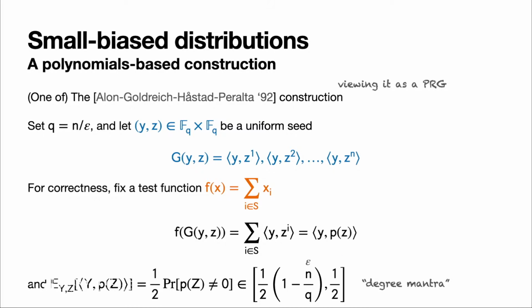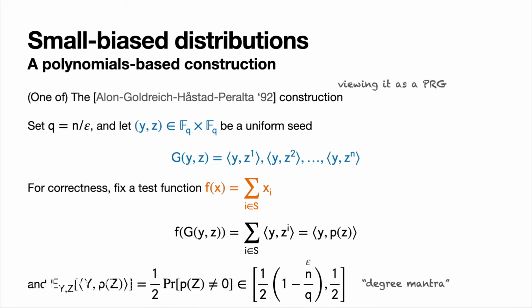So all that's left to do is to bound the probability that p of z is non-zero, and we use the degree mantra, saying that because p has degree n, it has at most n roots, so the probability to hit any root is at most n over q. So that's why we choose q to be sufficiently larger than n. So already this simple construction gets us O of log n over epsilon seed length for epsilon bias sample spaces.